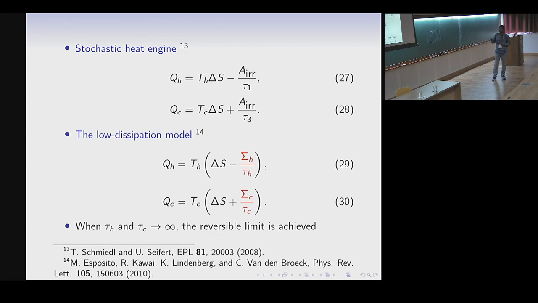To generalize this to the macroscopic model, Esposito et al. proposed this dissipation, with a different dissipation parameter. Here it's a phenomenological constant. They justified this model. Of course, it has a theoretical background for a macroscopic system. And when TH and TC go to infinity, we recover the reversible condition.